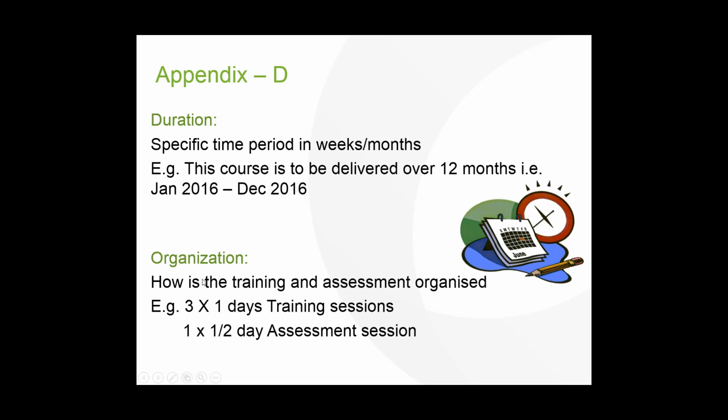Then we have organization. Sometimes people write the name of the RTO in organization. It's actually not that organization. It's the organization of your training sessions and assessment. So here is the example. In my example, I'm saying we would have 3 one-day training sessions, and then we would have 1 half-day assessment session. You need to plan it. You can write, okay, 8 one-day training sessions per week, 1 half-day assessment session each month or something. So it's the organization of your training sessions, not the name of the RTO or name of any other organization.